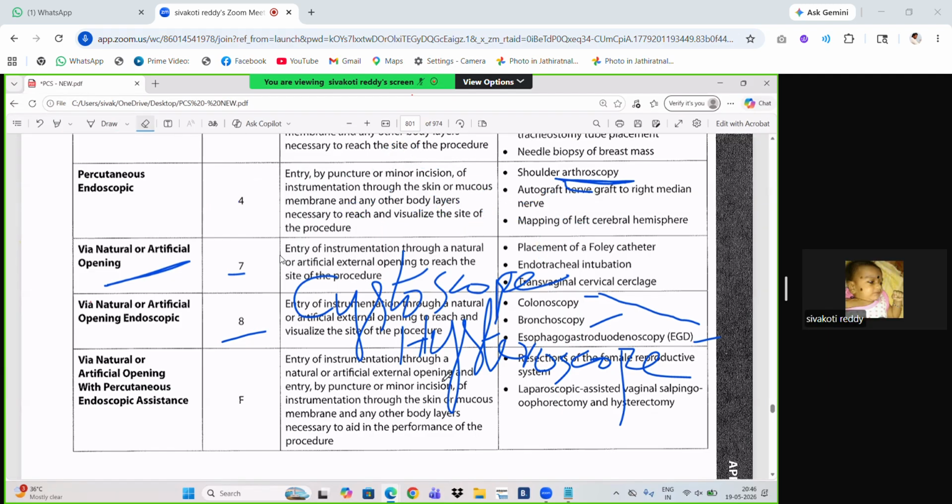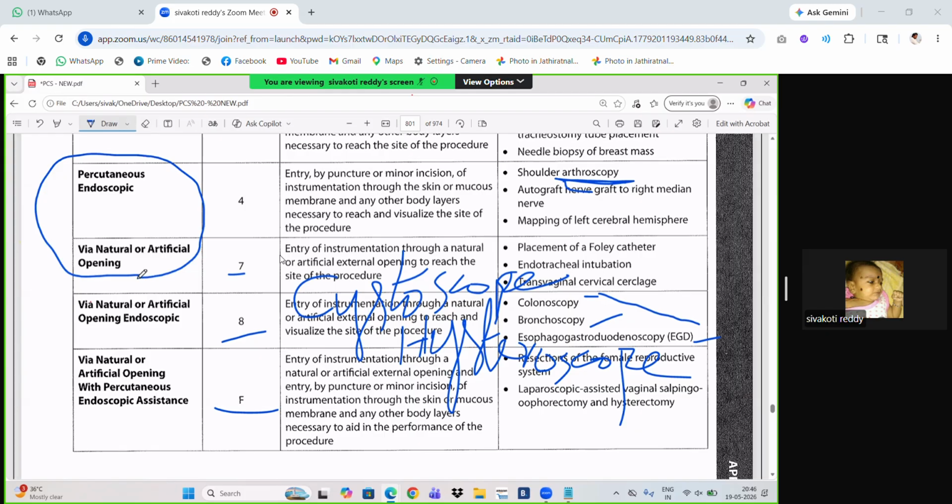Next, the last approach, F. Here, 2 approaches they used. These 2 approaches they used to complete a procedure. For a single procedure, they will use 2 approaches. Via natural or artificial opening with percutaneous endoscopic assistance. Two approaches mutually used to complete a single procedure. It should be F.